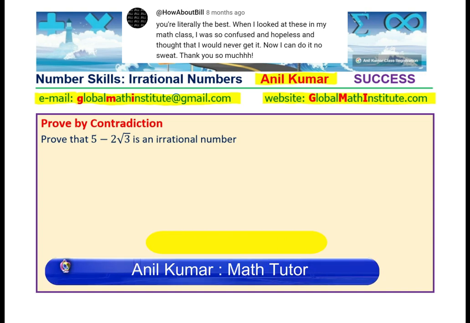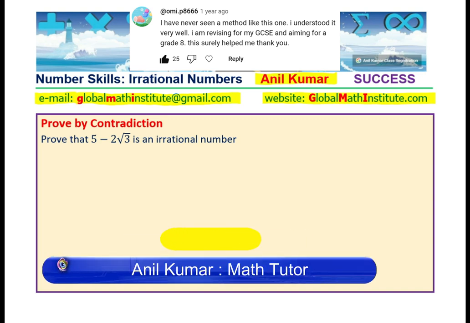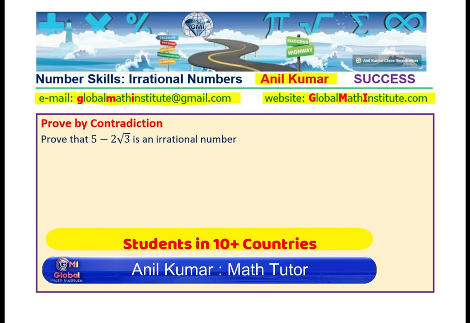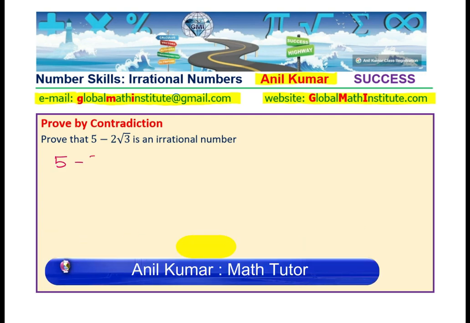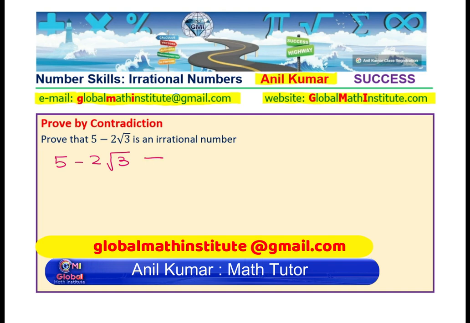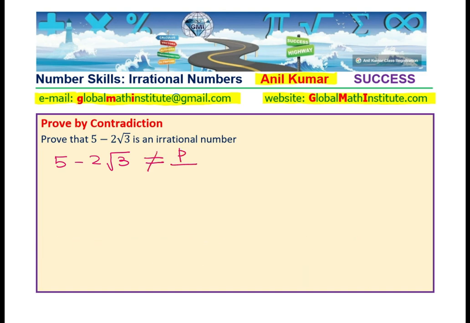The question before you is: prove that 5 minus 2 square root 3 is an irrational number. What it really means is that 5 minus 2 square root 3 is never equal to any rational number of the form p by q, where definitely q is not equal to 0 and p and q are co-prime. Co-prime means they do not have any common factor, otherwise they could have been simplified. Great, so this is what we need to prove.